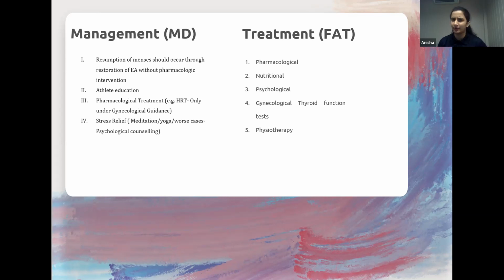The last part is stress relief, which is one of the reasons for disturbances. So maybe you can go for your yoga classes, you can go for meditation. Apart from that, if there is too much psychological stress for you, consider going to a psychologist for counseling. Now, in general, how should female athlete triad be treated? It's mainly pharmacological, secondly nutritional, third is psychological, fourth is gynecological, and fifth is physio. Because the physiotherapist is usually a bridge between all the three things, because we need to be aware of what you are doing, how we should divide your exercises, how your performance should be targeted.